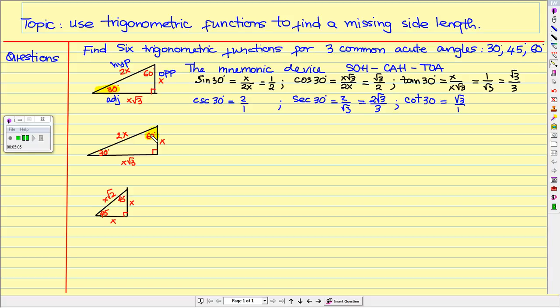So now I'm going to highlight the angle. Now, we have to go back and label the opposite, the adjacent, and the hypotenuse, because it's not going to be the same as at 30 degrees. We're looking at the 60 degree angle. So the side opposite the 60 degree angle will be x square root of 3.